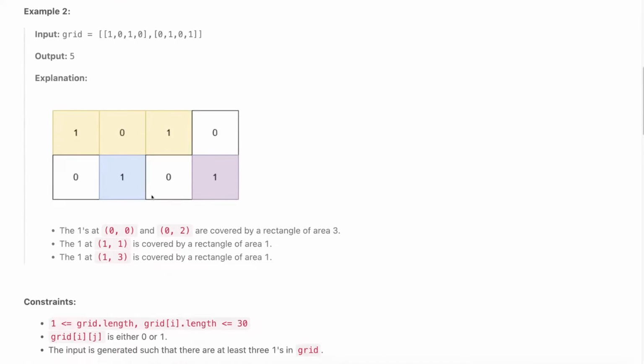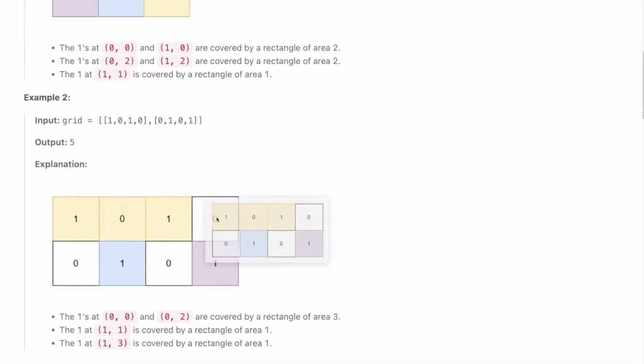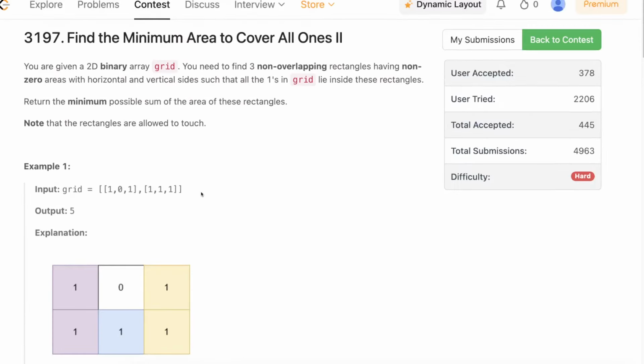Let's take one more example. Let's say the grid is 1 0 1 0 0 1 0 0 0 1. So again, the 3 chosen rectangles are colored with 3 different colors. Notice that this time we have a 0 in a rectangle as well. The total area is 3 plus 1 plus 1, which is 5. You can try out any other possible configuration of 3 non-overlapping rectangles. You will not be able to cover all the ones in less than an area of 5, and hence the answer here is 5, right? So hope the problem statement is clear.